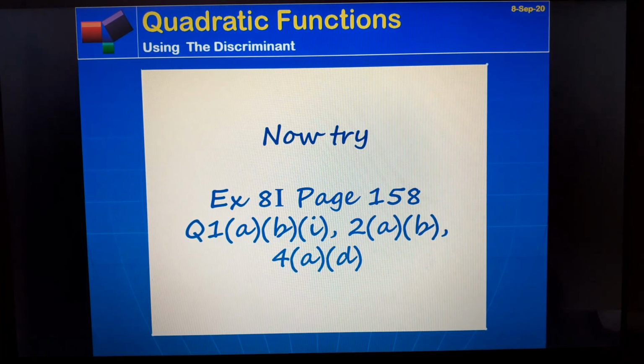Okay, so we're now on to exercise 8i, and we're going to do the selection of questions as shown. As always, ask your teacher if you need any help. Take care and good luck.